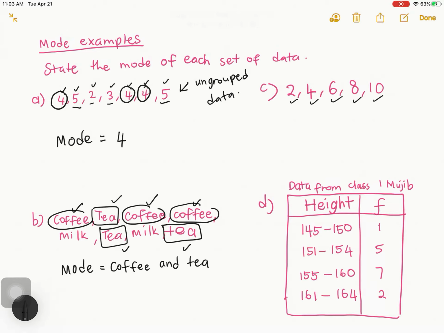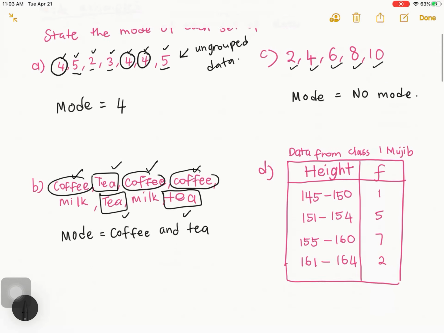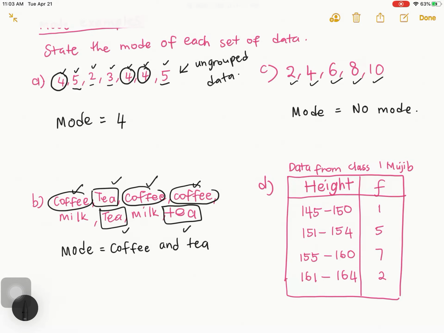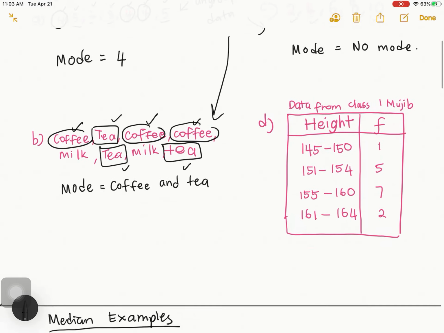Now look at question C. 2, 4, 6, 8, 10. Do you see any repetition of this data? No. So we write no mode, because there's no repetition of any data. All the frequencies are the same. If the data have the same frequency, we say that it has no mode. So A, B, and C are all ungrouped data.